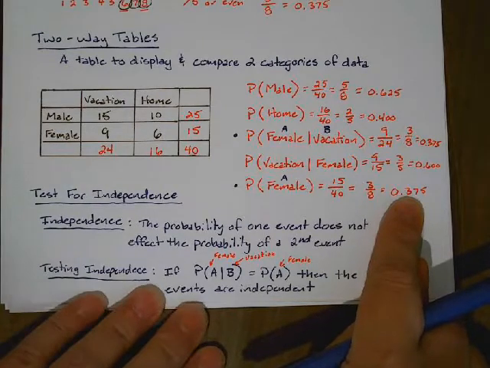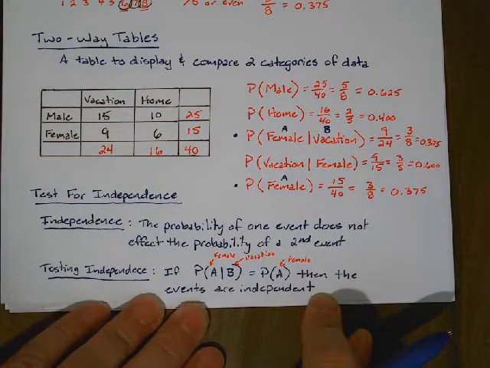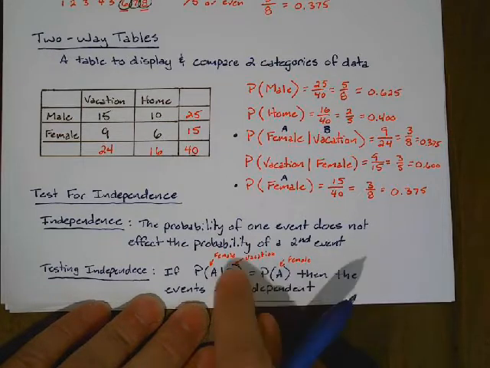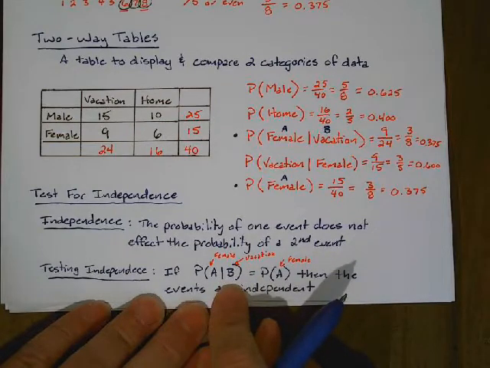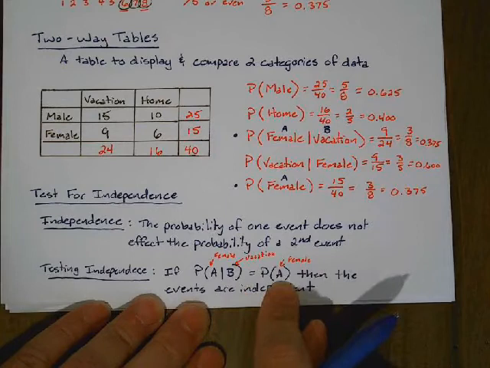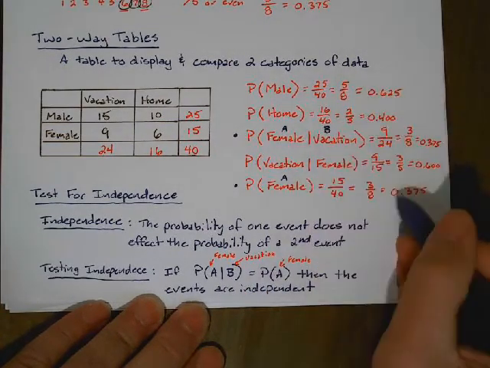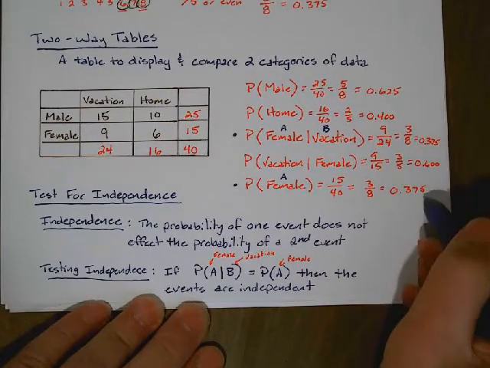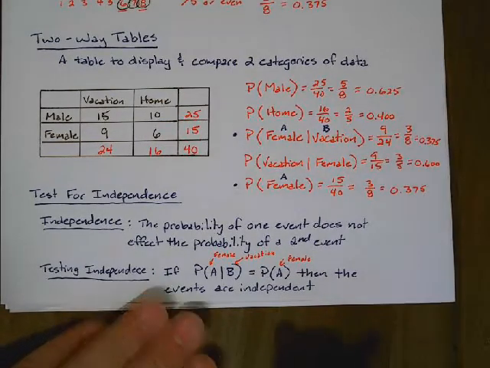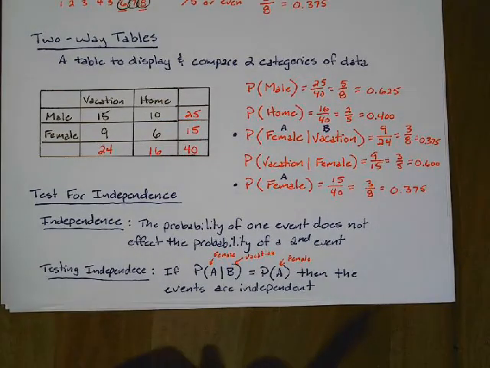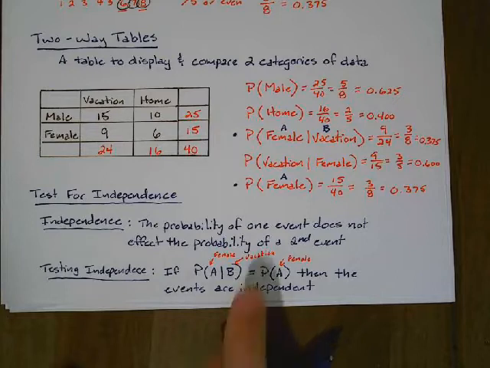What does that mean? It means that yes, we have an independent event. If we have probability of A given that B equals the probability of A, and here we do see that A given that B equals A, because they're both 0.375, that means this is an independent event. If they don't equal each other, it's called a dependent event instead. So if it's not equal, it's dependent instead.